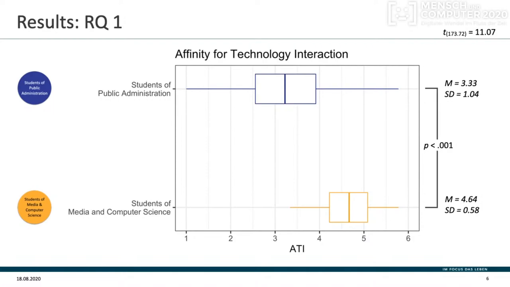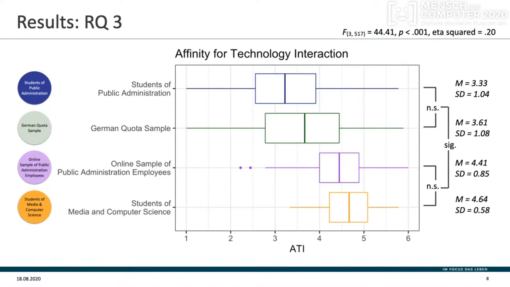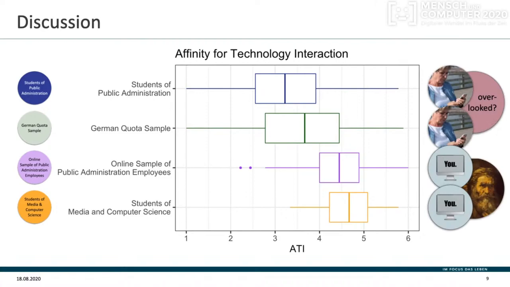What about the students of public administration and the online sample of public administration employees? They also differ significantly regarding the ATI scores, with the online sample having higher ATI, despite being on average over a decade older. Adding the German quota sample, we see that it's similar to the students in public administration. And these two samples differ significantly from the online sample of public administration employees and from the sample of media and computer science students. While the online sample of public administration employees and the media and computer science students did not differ significantly. So, yes, we find a sample bias.